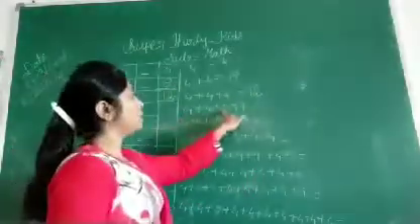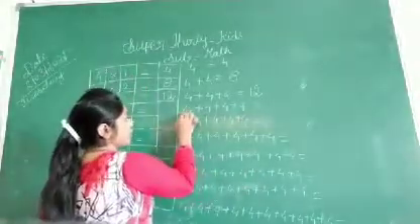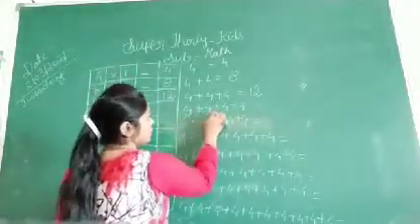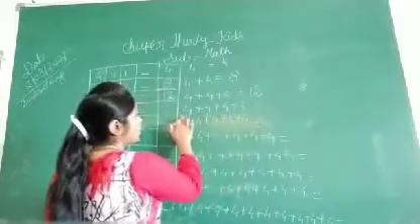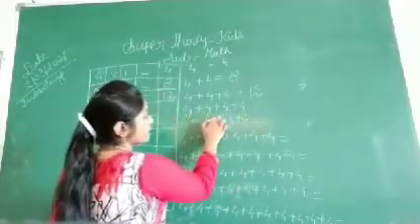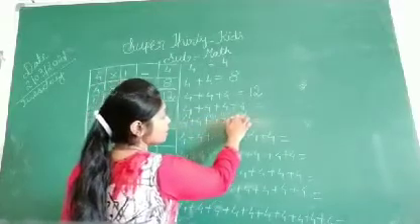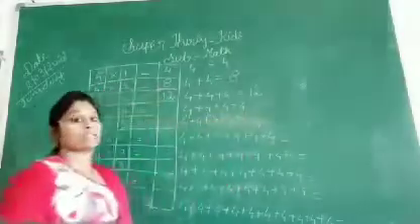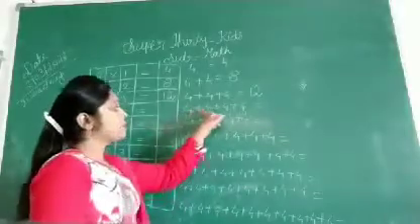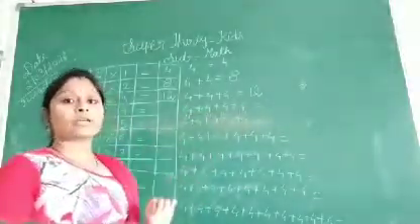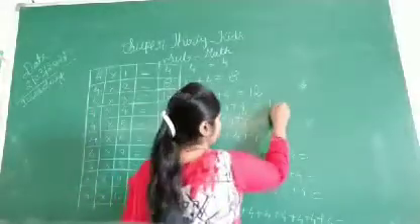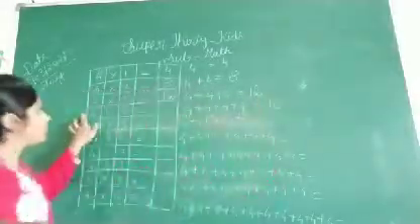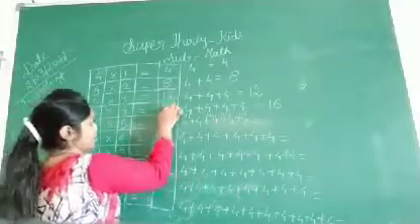Again we add all these numbers. 1, 2, 3, 4, 1, 2, 3, 4, 1, 2, 3, 4, 1, 2, 3, 4. 5, 6, 7, 8, 9, 10, 11, 12, 13, 14, 15, 16. We add these 4 numbers 4 times, we get 16. So 4 fours are 16.